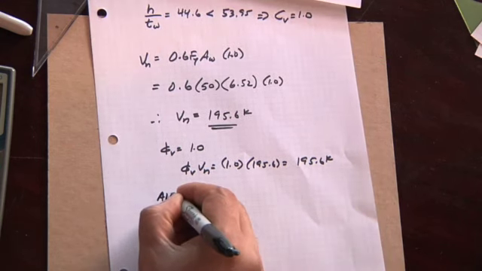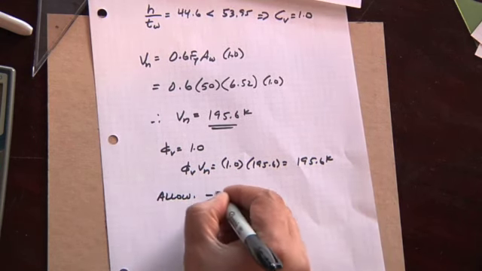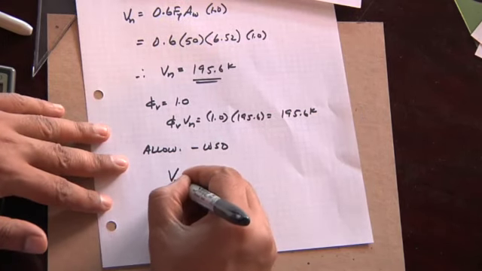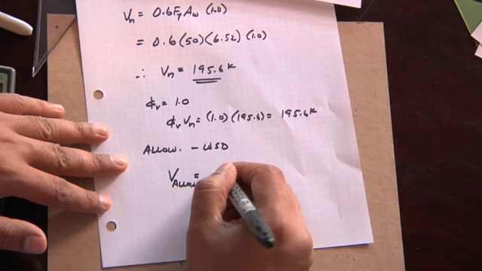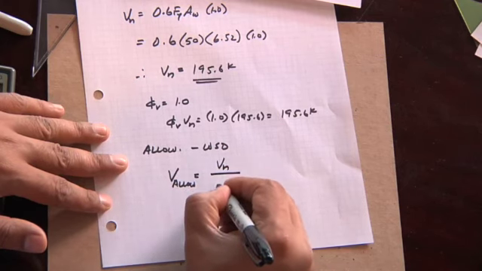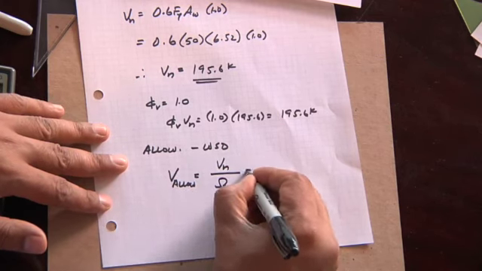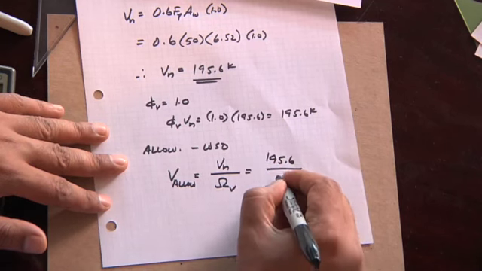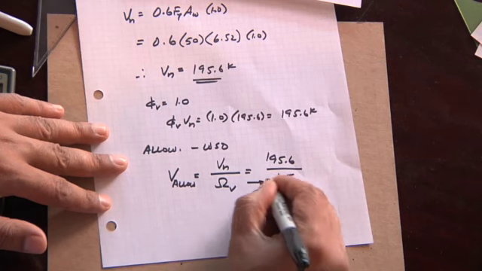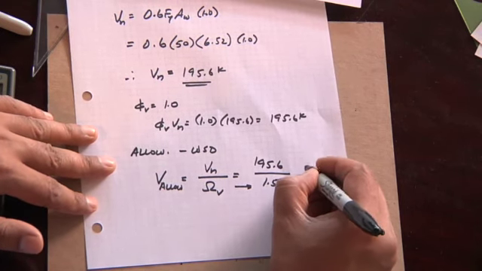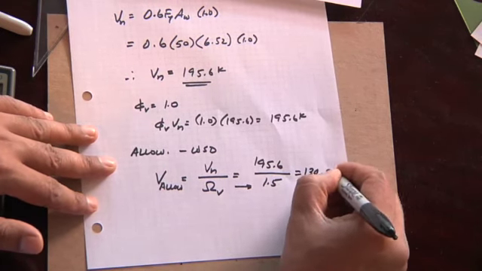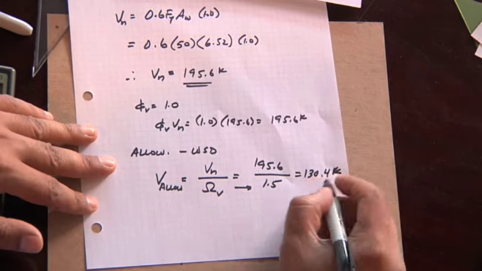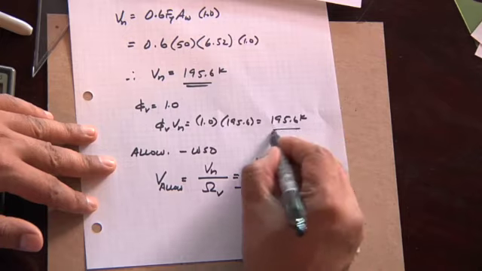The allowable shear strength using working stress design will be our nominal divided by the omega reduction factor for shear. That's 195.6 divided by 1.5, the omega reduction factor. That works out to 130.4 kips. Allowable and ultimate.